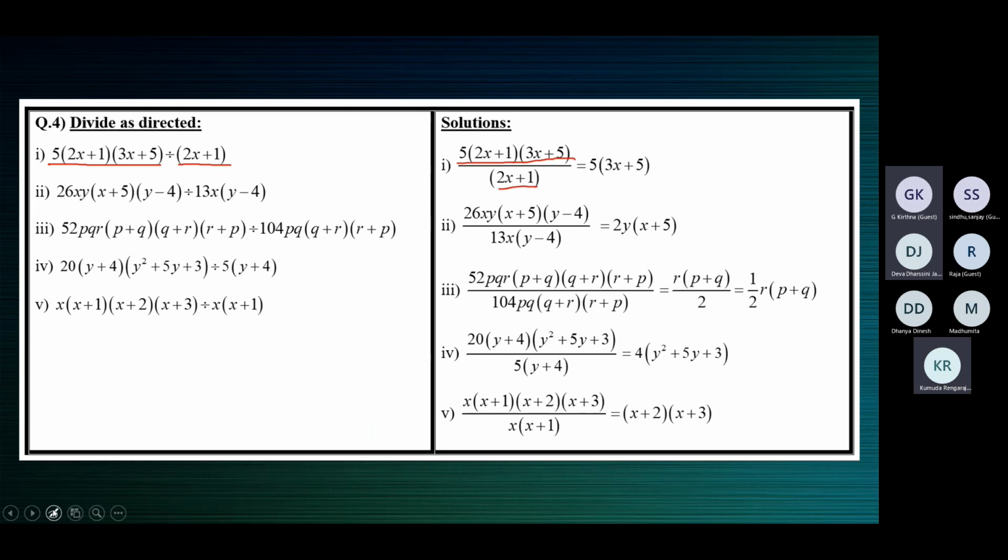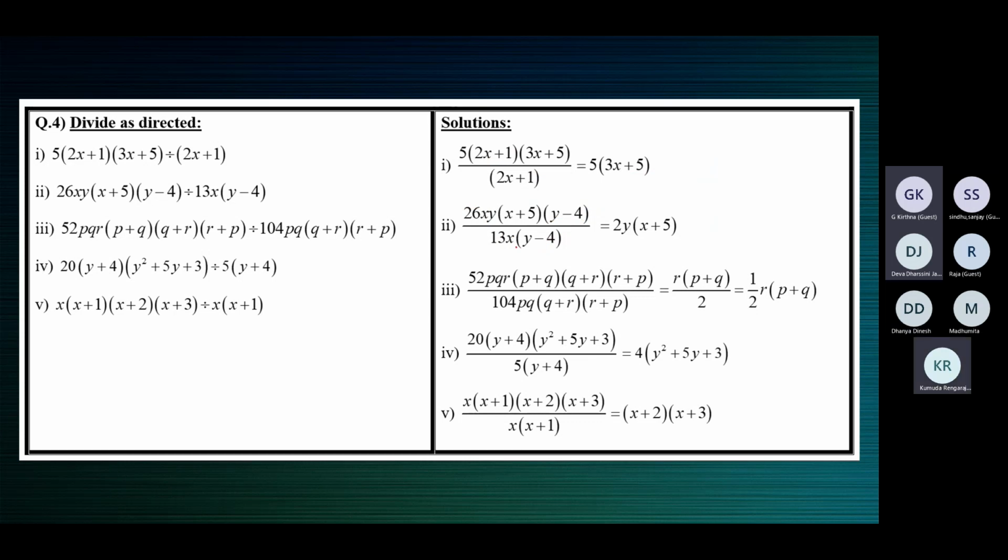The first one, children, what happens in the first one? Tell me. 2x plus 1 and 2x plus 1 gets cancelled, ma'am. So remaining 5, 3x plus 5 is there. Very good. What happens in the second one? 13 ones are 13, twos are 26, and x and x gets cancelled, ma'am. So remaining y, and here y minus 4 and y minus 4 gets cancelled, ma'am. So remaining 26y, x plus 5. Correct, Danya. Thank you.